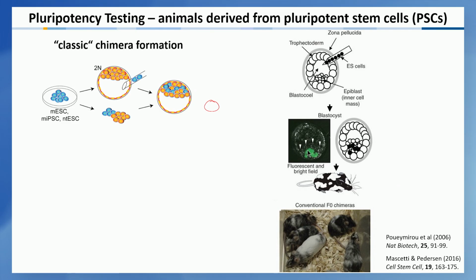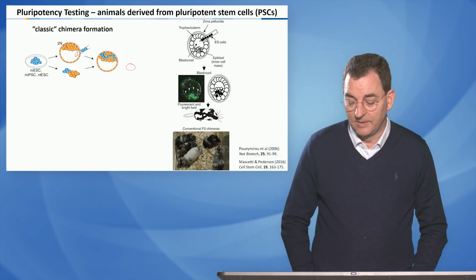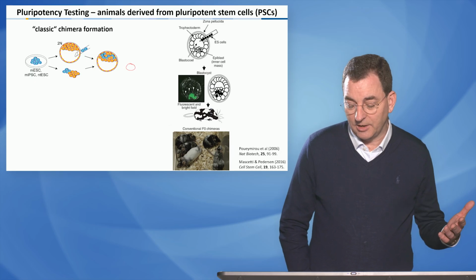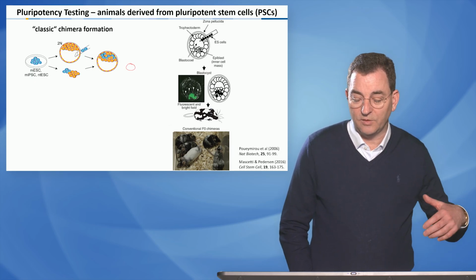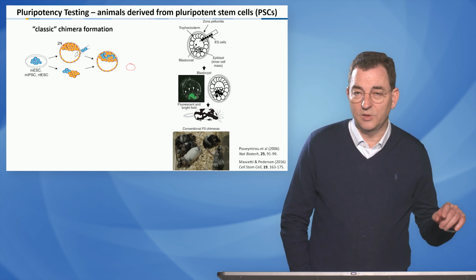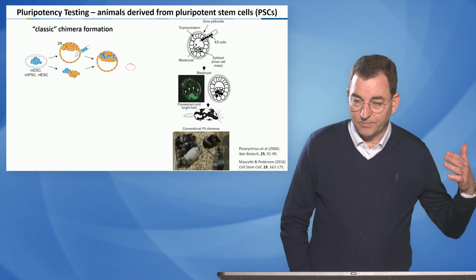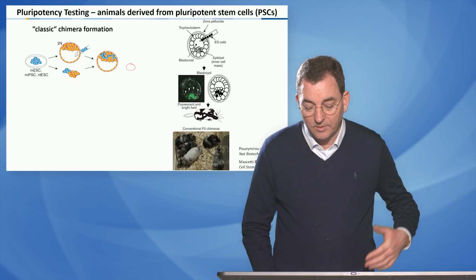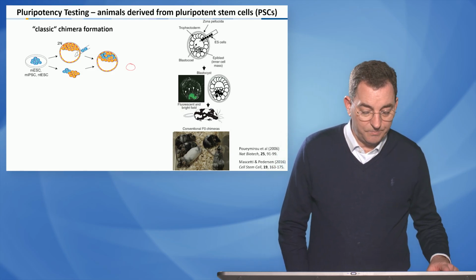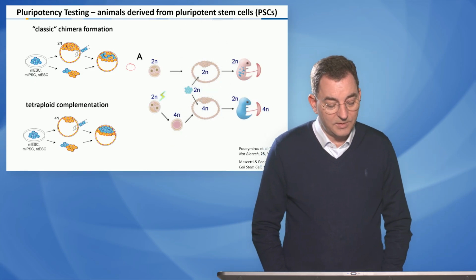And when you put the blastocyst back into a foster mother, the offspring which come out are chimeric animals, because the animal is composed of the cells you put in plus the cells which already were in there. And if you cross those with each other, you then get, with a certain probability, chimeras which are only derived from the cells you put in there.